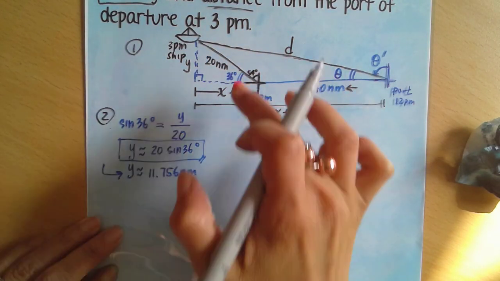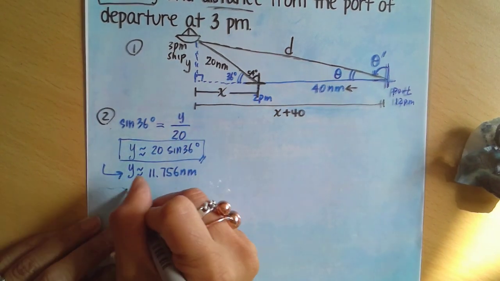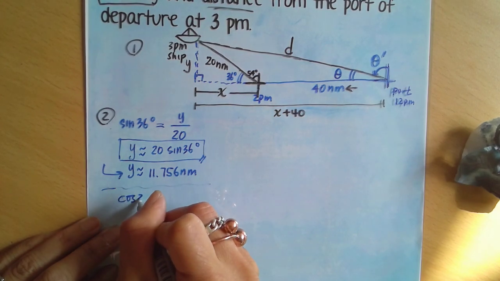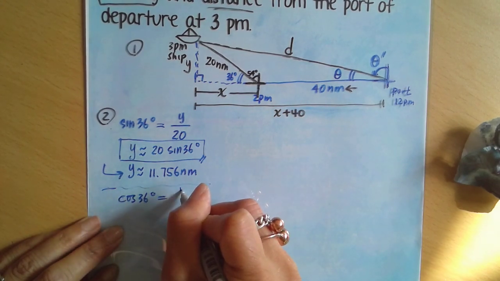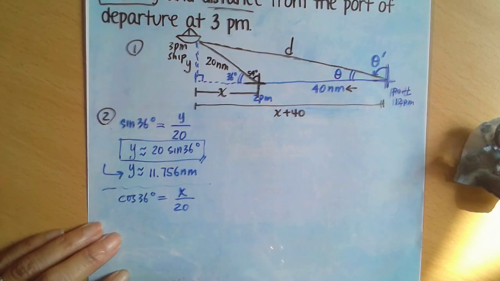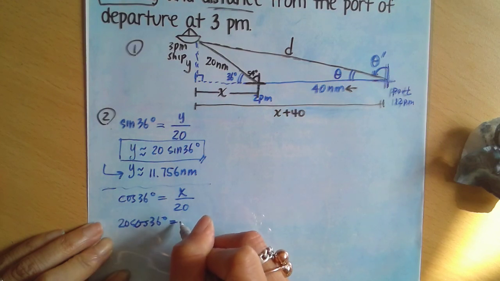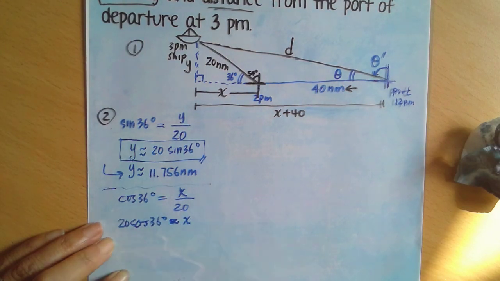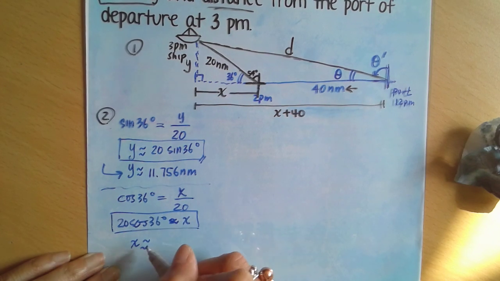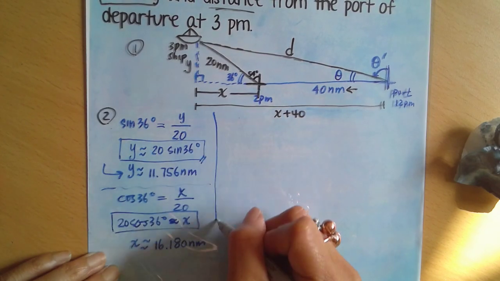I'm going to finish everything on this triangle first. I'm still looking for my x as well. Now, as you know, for x, I probably need cosine. Cosine of 36 is equal to x over 20 nautical miles, adjacent over hypotenuse. So 20 cosine 36 degrees is going to equal x, approximately. If you want to just leave it like that, that's okay too, but I've already calculated it for you, 16.180 nautical miles, and that's my second step.